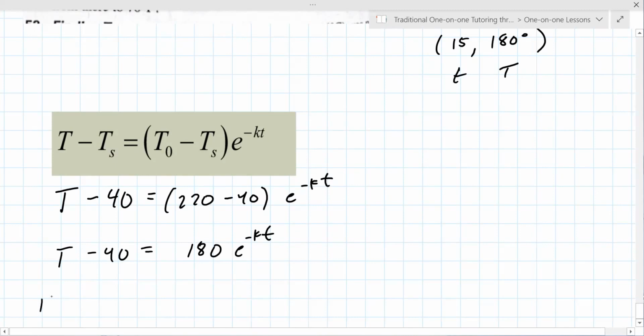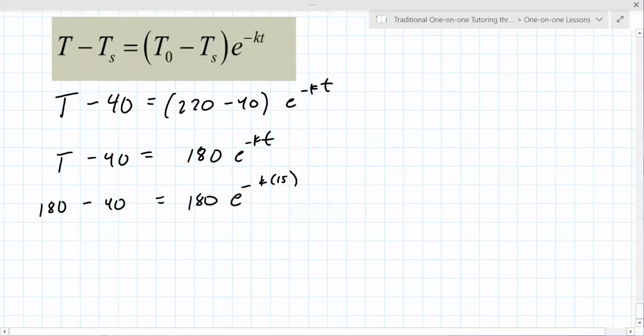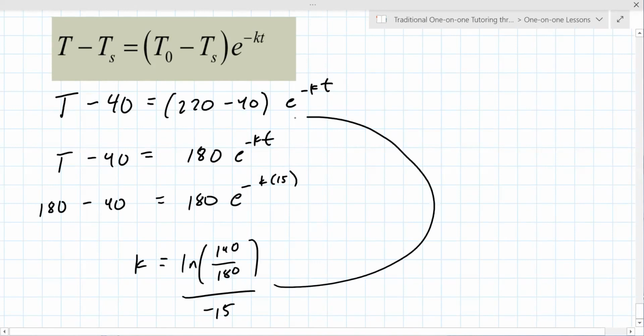So you get 180 minus 40 equals 180 e to the minus k times 15. And then once you get the k, you substitute it back in. So k in this case equals the natural log of 140 over 180, over minus 15. You take that and put it back into this line right here, and then you set T equal to 70. We can for sure do that next time if we need to, but that's enough to solve this.